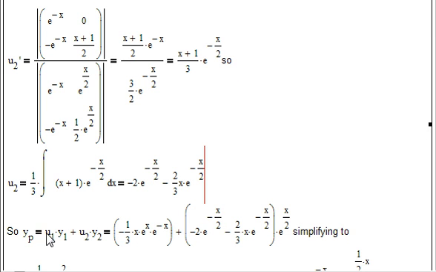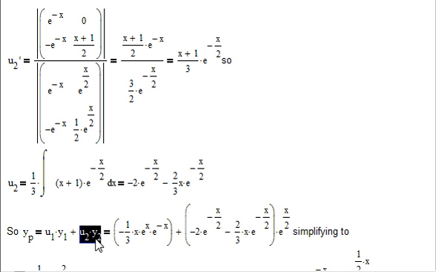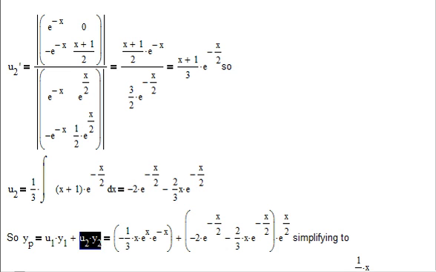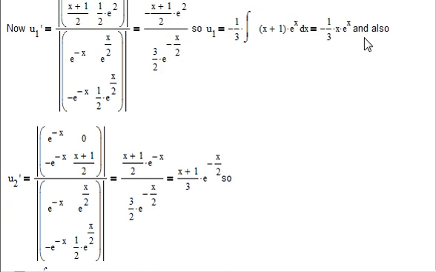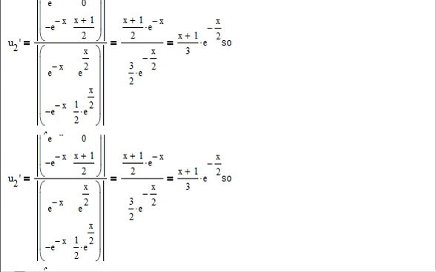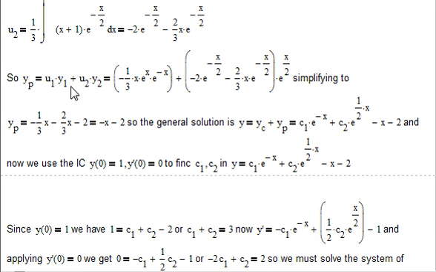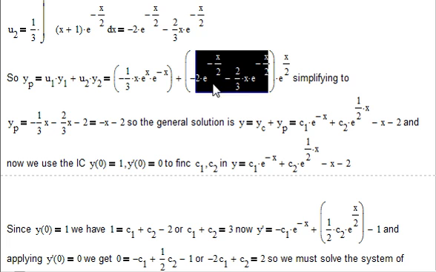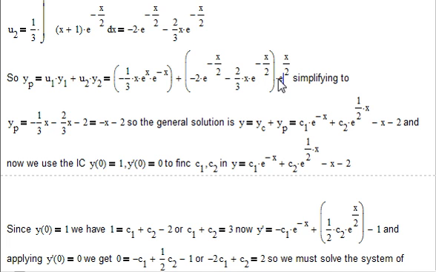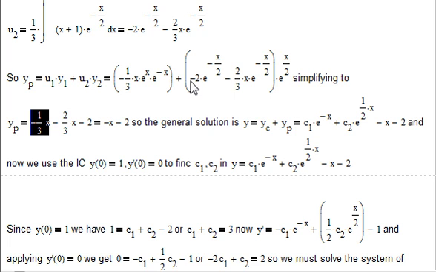Our yp therefore is u1 y1 plus u2 y2. I have to go way back to here. What was our u1 again? It was this. And so that means here's u1 times y1, and here's our u2, which was rather complicated, times our y2. And now let's see what simplifies here. Well, e to the x times e to the negative x is just e to the 0, so negative 1/3 x. And we multiply this out, let's see what nice things happen.